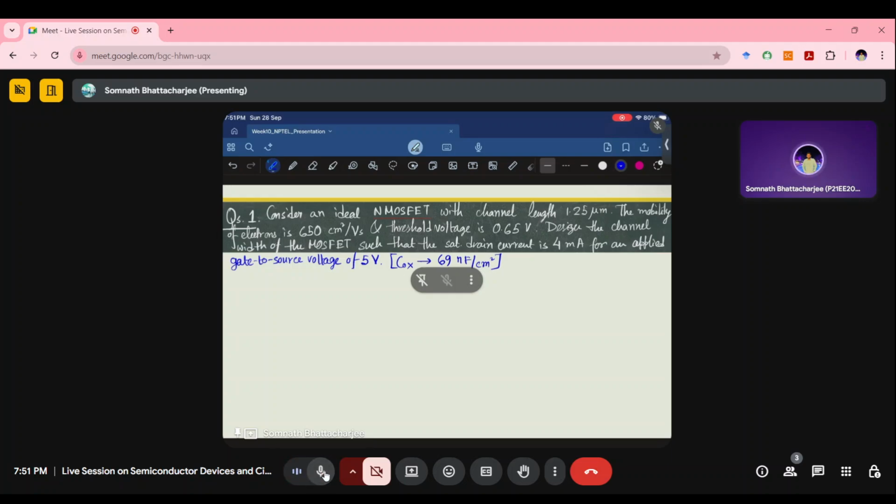Also, it is given that it is in saturation, as they have mentioned the saturation drain current. So the saturation equation will be used here.